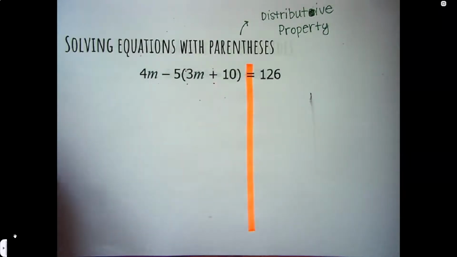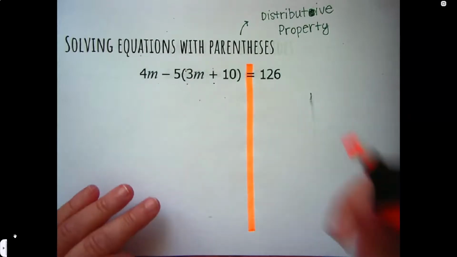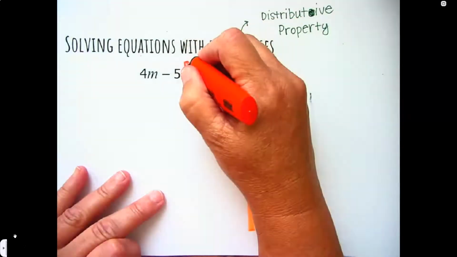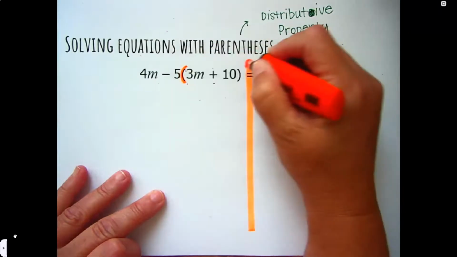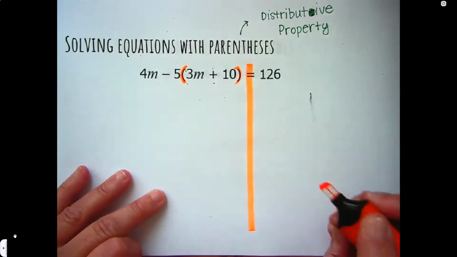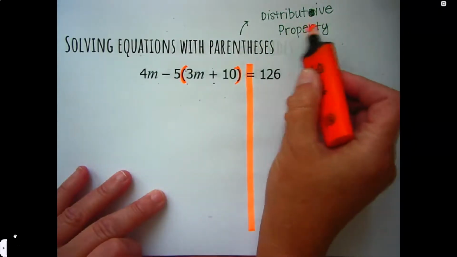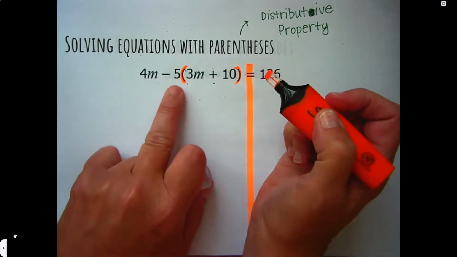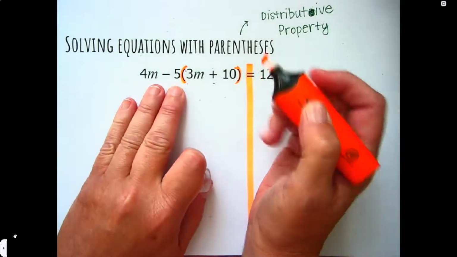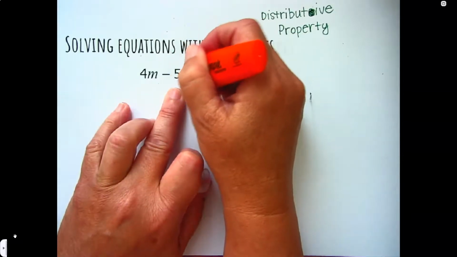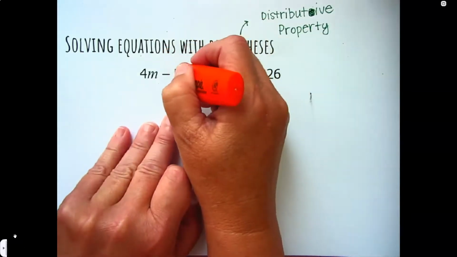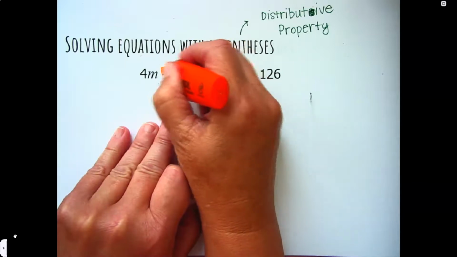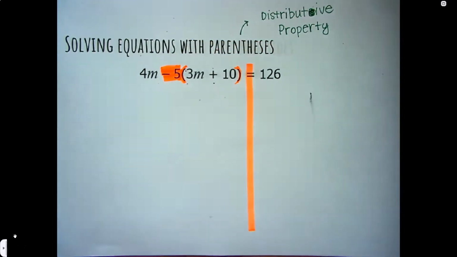Okay, so what we're going to do here is make these parentheses go away by using our distributive property. Now, here are my parentheses in the problem. The number that you are going to distribute will be right next to those parentheses, right up against them. So this 5 is right next to those parentheses, and I want you to notice this 5 is a negative 5. So to make these parentheses go away, we are going to distribute that negative 5 to everything that's inside.